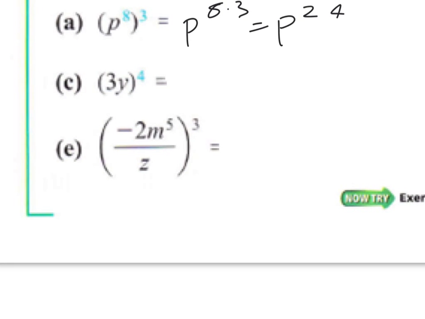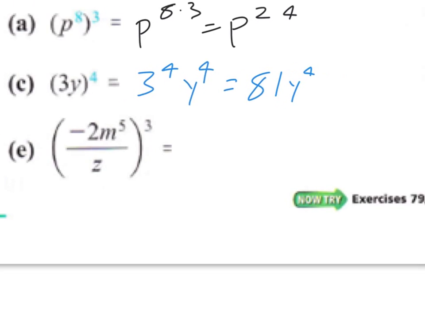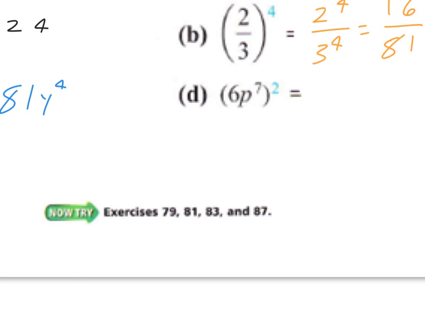In C we actually have a power of a product. So again, what happens here is our exponent distributes. So we have a 3 to the 4th and a y to the 4th. Like we just saw, 3 to the 4th is 81. Here we've got a combination of power of a product and power of a power. So the 6 would get squared. The p to the 7th also gets squared. Of course, 6 squared is 36. And if we square p to the 7th, we multiply those together, we get p to the 14th.